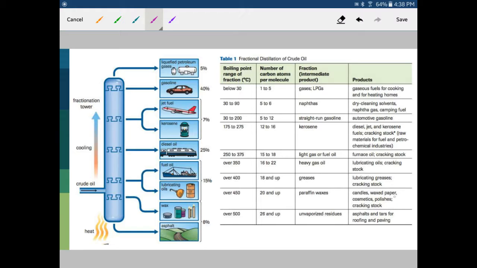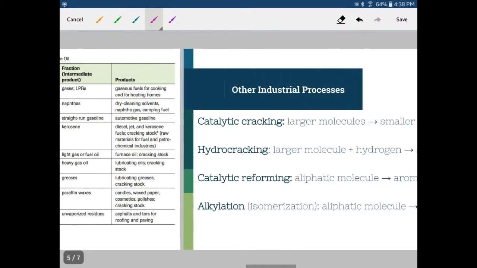Paraffin waxes, again, is that wax that we pull out. Again, we use wax quite a bit in terms of polishes and candles, things like that. Sometimes we even use some natural waxes in cooking. And then we also have our asphalts, tars, things like that at the very bottom. And obviously that's used for paving roads and sometimes even roofing to waterproof roofs. So very different components that we can pull out from this fractionation tower.